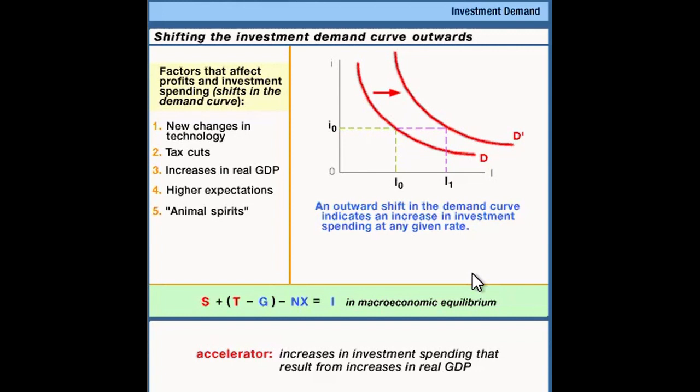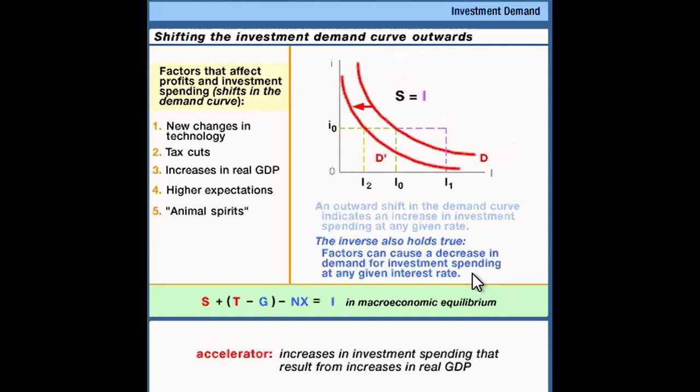So, for a quick recap, if you look at the relationship between business investment spending and the real interest rate, you'll find that it's inverse. Higher real interest rates deter investment spending. Lower real interest rates encourage investment spending. And a little catalog of factors, including taxes, technology, and animal spirits, can lead to an increase in investment spending at any given interest rate, which we show by a shift in the demand curve.